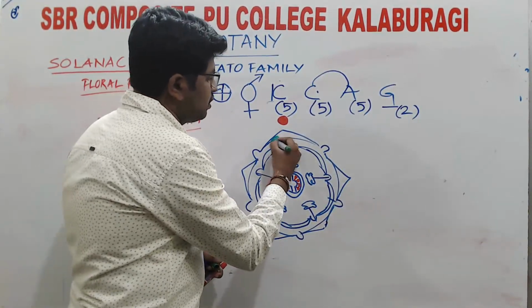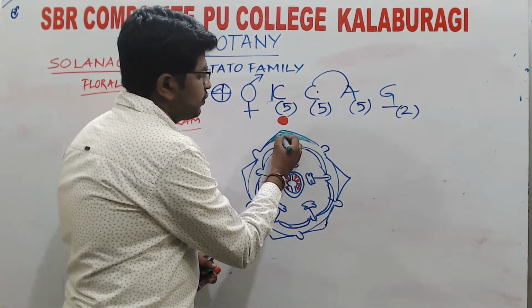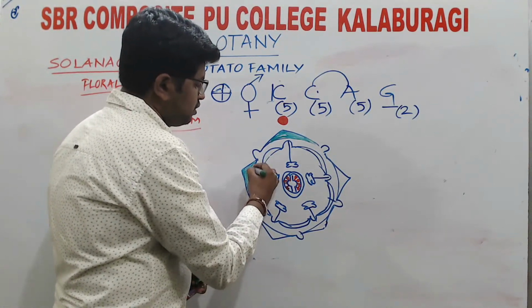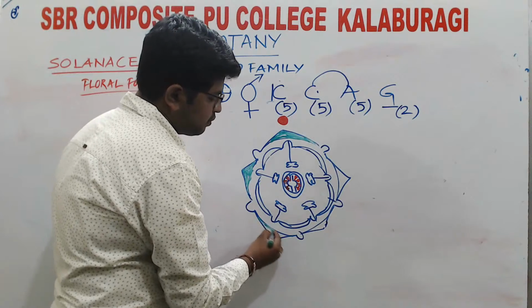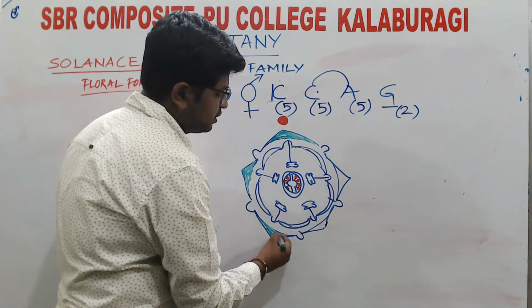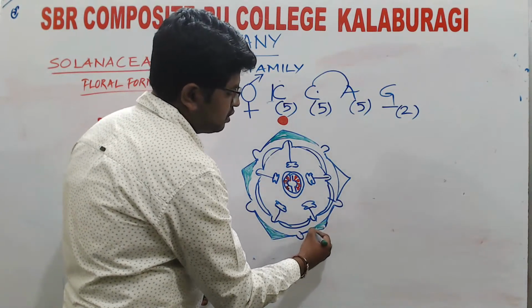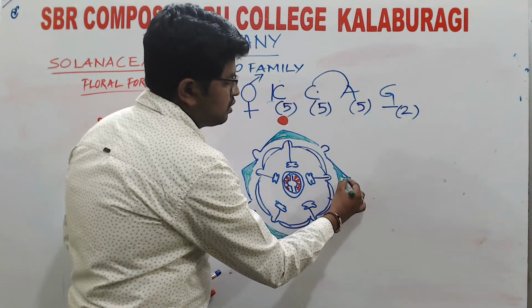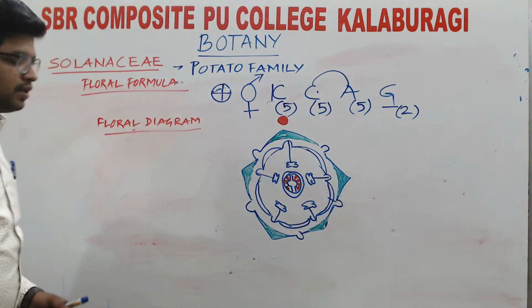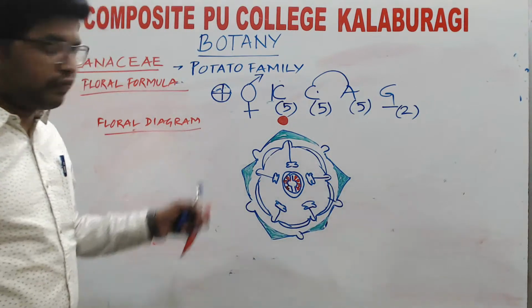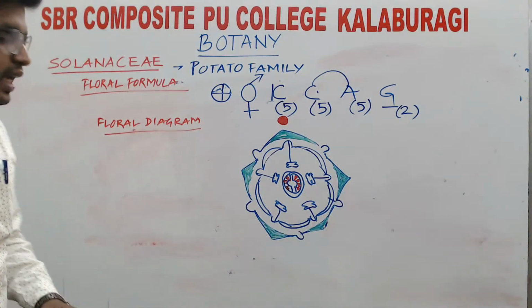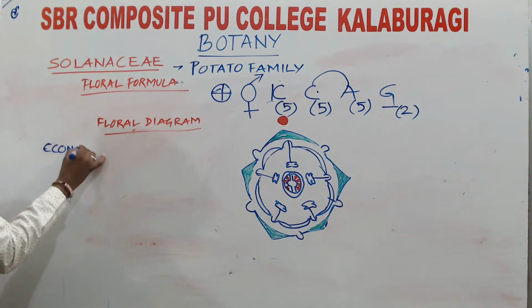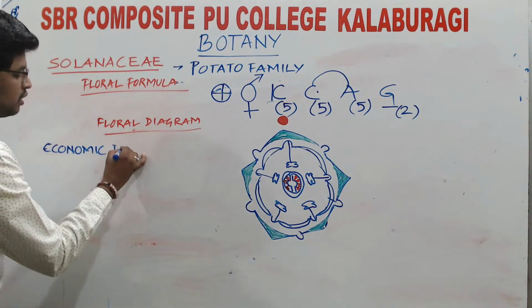Since they are green in color, you're going to mark them green. These are what? These are the sepals, 5 sepals which are fused. Okay, so simple. This is the floral diagram and floral formula. The next important thing we are going to consider is economic importance.